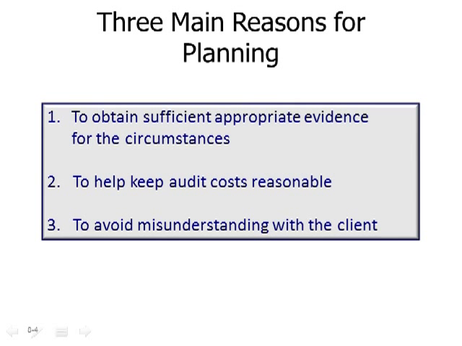So there are really 3 main reasons for planning. One is to obtain sufficient appropriate evidence for the circumstances. Obtaining sufficient appropriate evidence is essential if the CPA is to minimize legal liability and maintain a good reputation in the business community. So we need to make sure we can get appropriate evidence and sufficient evidence to perform our review and to reach some conclusion.